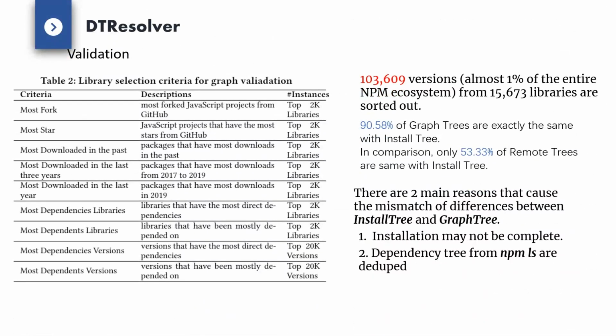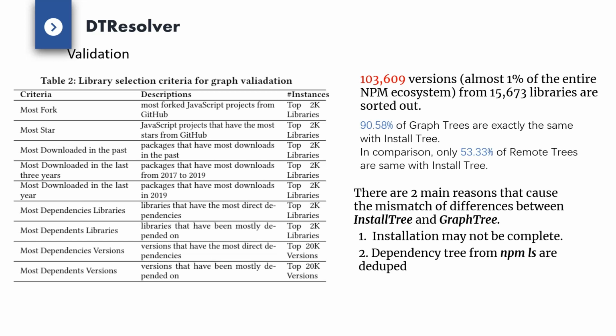To have an in-depth validation of DT-resolver, we have sorted out more than 100,000 library versions according to different criteria as presented in the left table, as validation set to check the accuracy of DT-resolver. The validation set occupies almost 1% of the entire NPM ecosystem, and we believe this set is representative enough. Besides, we have also involved the existing dependency resolution tool NPM Remote LS, which exactly analyzes dependency trees by reachability analysis, to compare the accuracy.